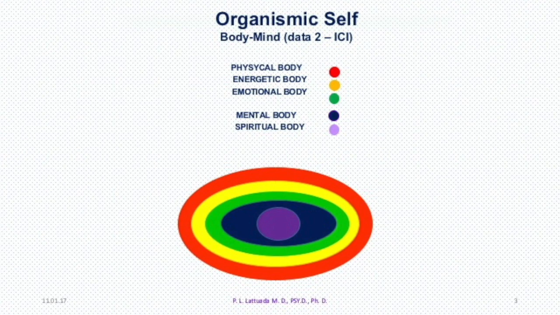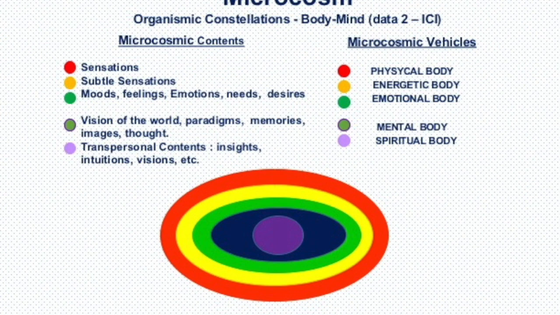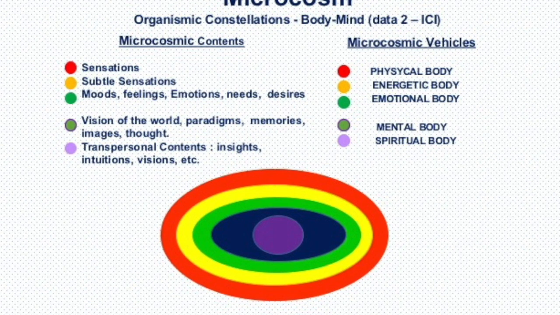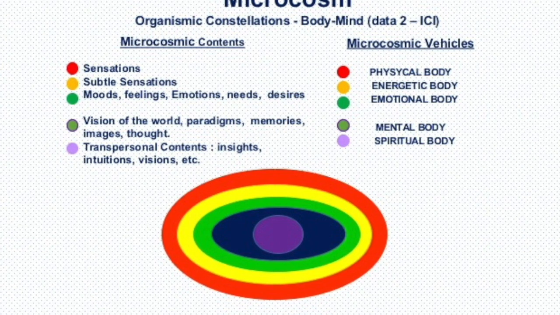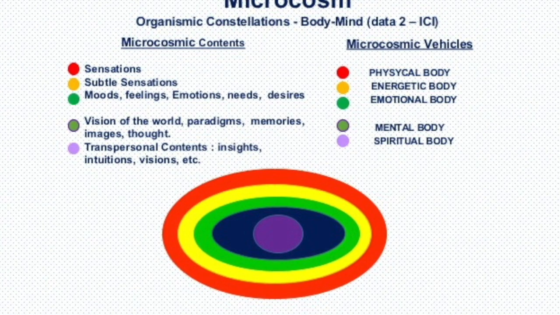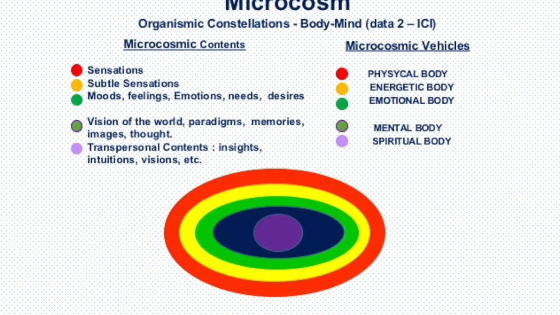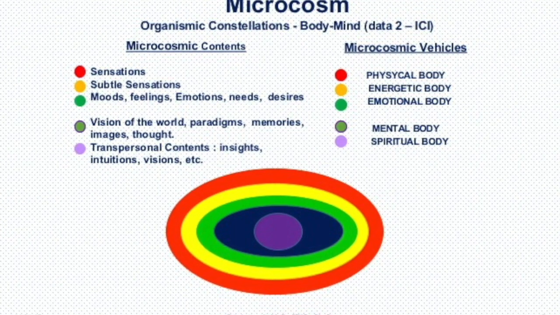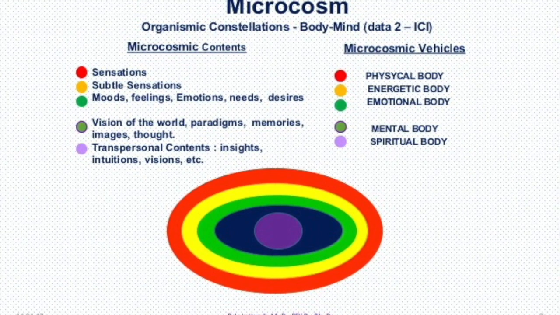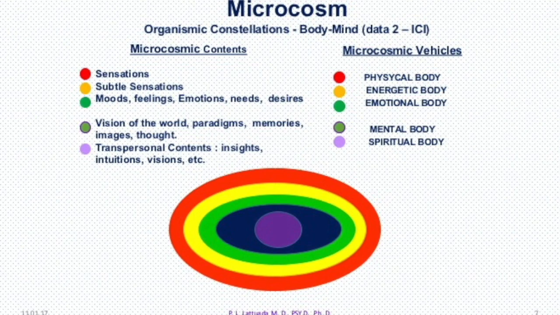We can name these five bodies macrocosmic vehicles, which means they bring to us different contents, microcosmic contents. The physical body brings to us information through sensation. The energetic body brings to us information through subtle sensation, as if the movement of the fluids in our body, the blood, the moving of the breathing, the moving of the peristalsis of the organs. Then the emotional body brings us information through emotion, moods, feeling, needs, desire.